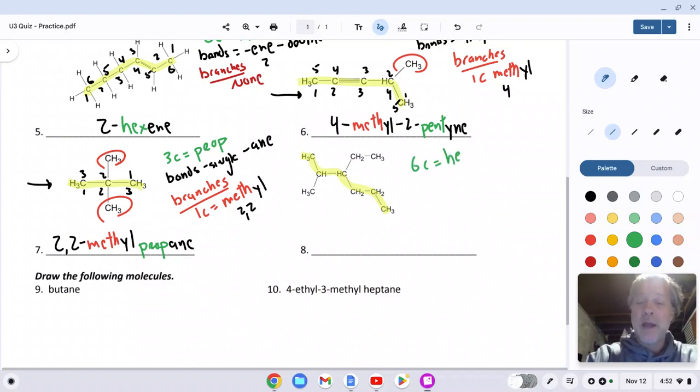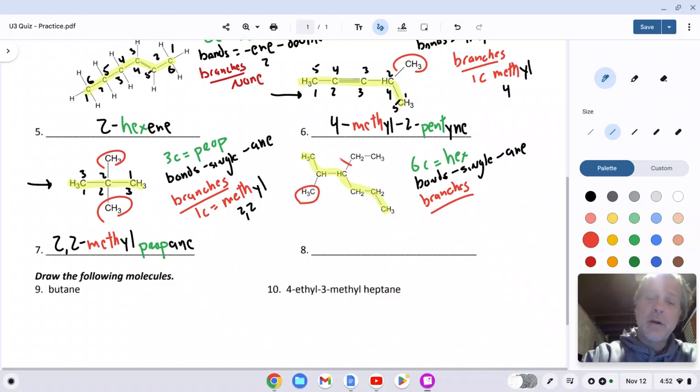So that means it's going to be a hex. The bonds are all single. So that ending is going to be ANE. Now we need to look at branches. In this case, there's one here and there's one here. So there's 2 branches this time. There is a 1 carbon long branch, which is a methyl. And there is a 2 carbon long branch, which is an ethyl.